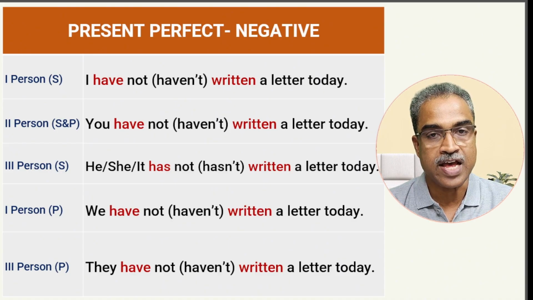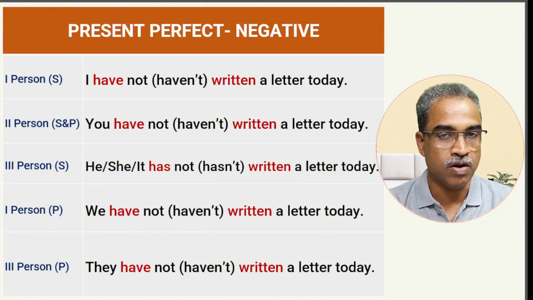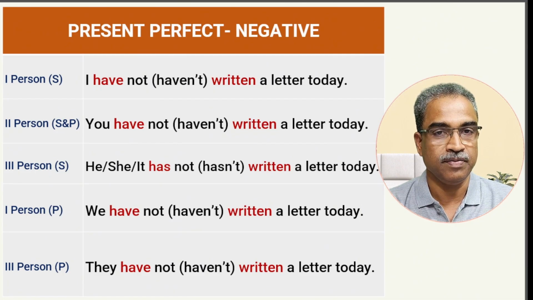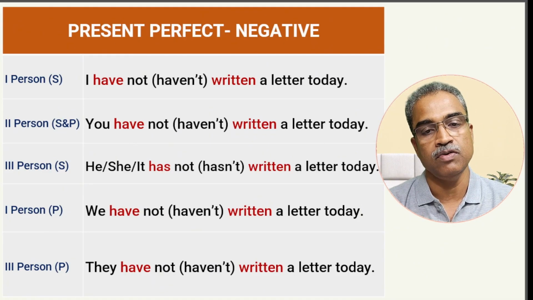He, she, it has not written a letter. Has is the auxiliary, immediately after that, not. Or else he hasn't written, she hasn't written, it hasn't written a letter. Clear? And then we have not written a letter, or we haven't written a letter. Have plus not, haven't. Has plus not, hasn't. And finally, they have not written a letter, means they haven't written, the contracted form.